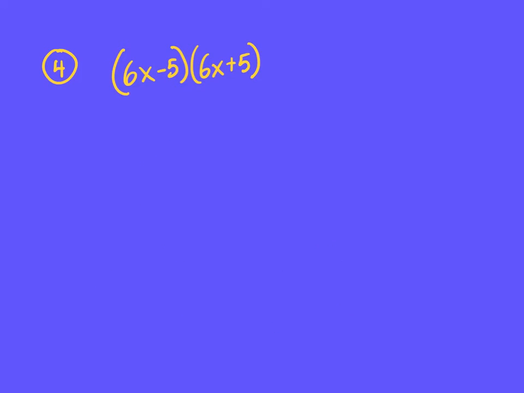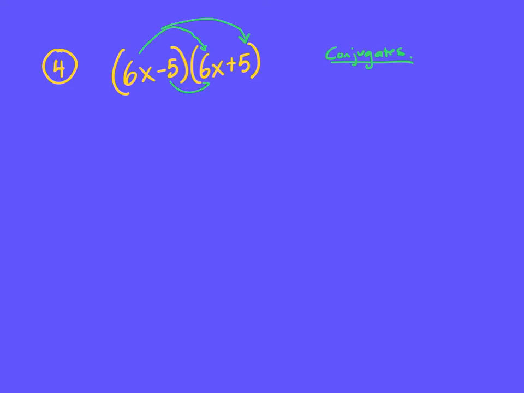Number 4, 6x minus 5 times 6x plus 5. Nothing really new here. I just wanted to introduce you all to the concept of conjugates. Conjugates are binomials. They look exactly the same, only the sign in the middle is different. Conjugates. Not necessarily 100% important for you to completely understand in this section. But one thing that always happens with conjugates when you multiply them, and we'll go ahead and do that.